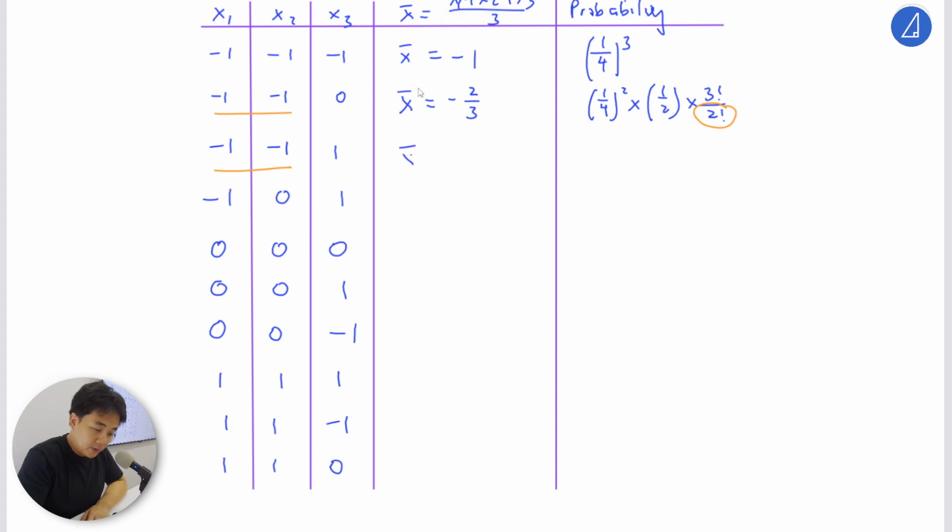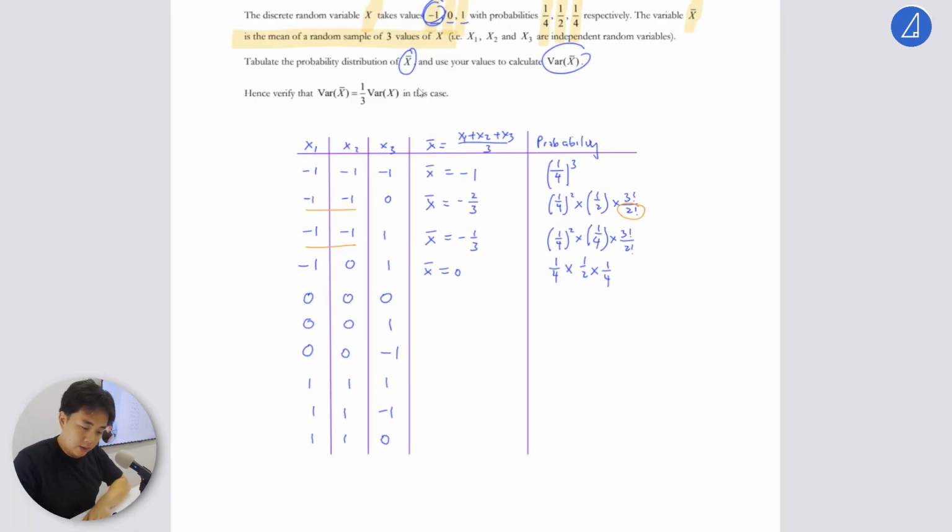But this x̄ will be -1/3. This one is the important one. This one needs to multiply by 3! because these are 3 distinct values. So 3!, important. For 0, 0, 0, obviously x̄ is just 0, so this one will just be (1/2) cubed. You can multiply 3!/3!, but it's redundant; you don't need to arrange it.